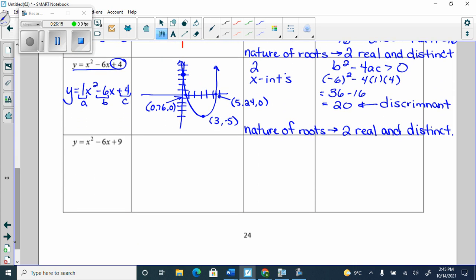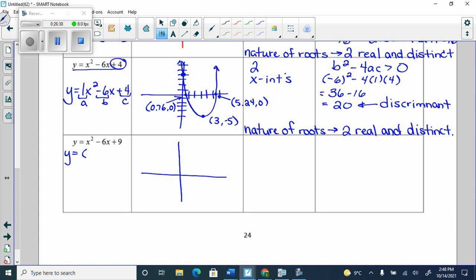Try this one. If I go to graph this one, my vertex is actually where? It's on the x-axis. When the vertex is on the x-axis, it only crosses once, which actually means I still have 2 x-intercepts. They're just exactly the same. So I have 2 real and equal. And I'll show you why.